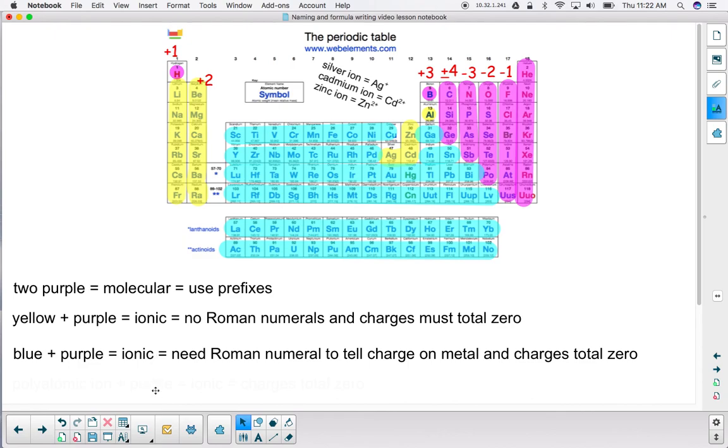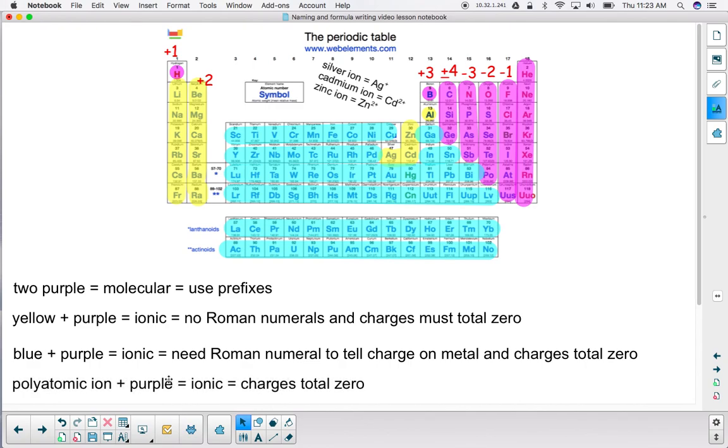Our next category is a blue element with a purple element. Remember, our blue elements are the elements that can take on multiple charges. Because they can take on multiple charges, when you write the name, you're going to need to include a Roman numeral to tell you the charge. And if you see the name, the Roman numeral in the name is serving the function of telling you the charge on the metal so that you can figure out how to make the charges add up to 0.